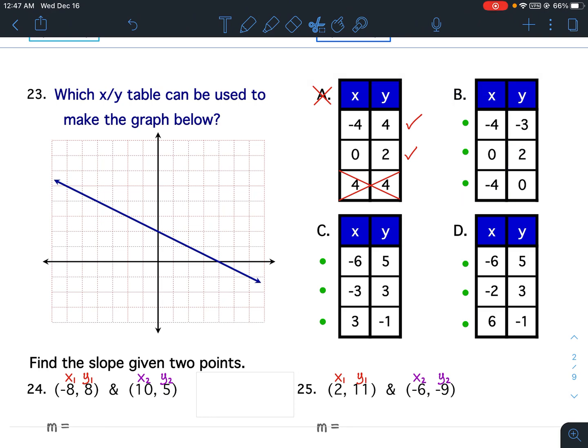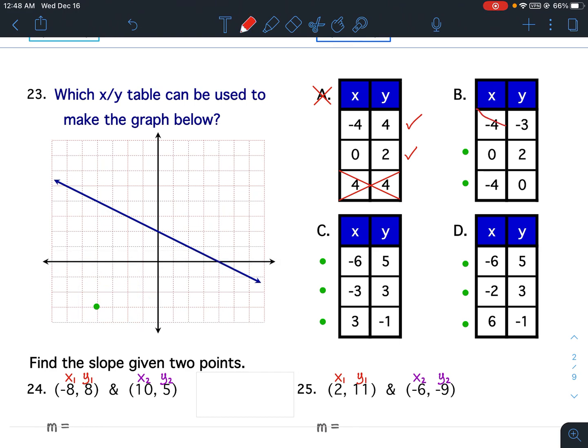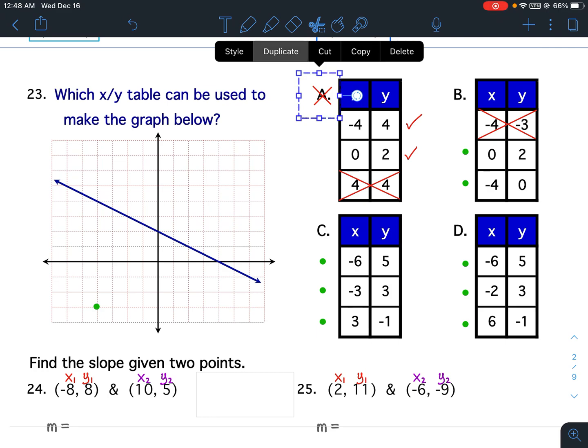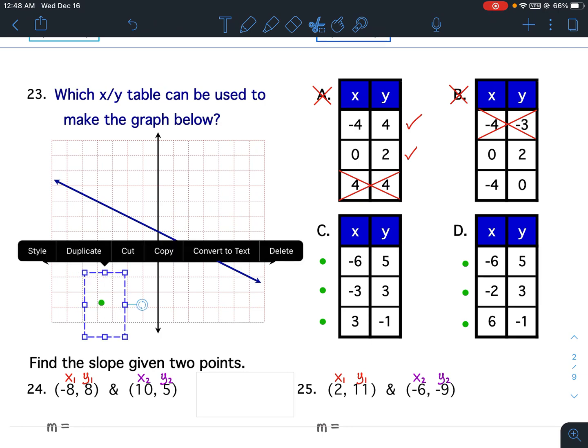All right. For B, -4, -3. So I go 1, 2, 3, 4, 1, 2, 3. Well, that point clearly does not fall on the line. Pen does not want to work today. Cross out the -4, -3. That point doesn't work. Cross out B. And then I'm going to go ahead and delete those.